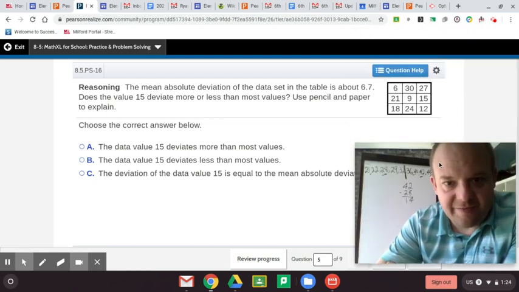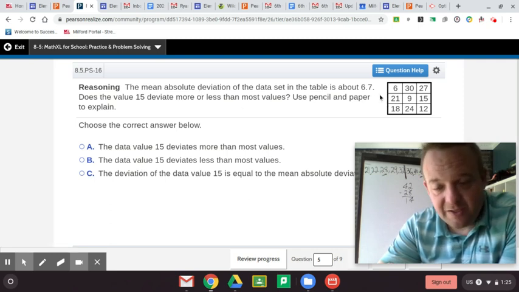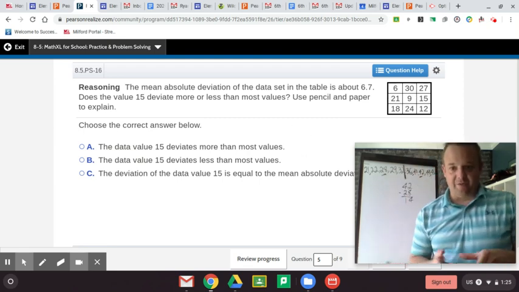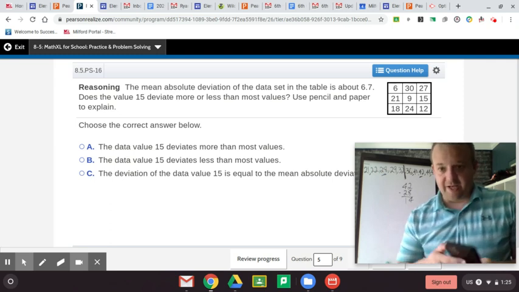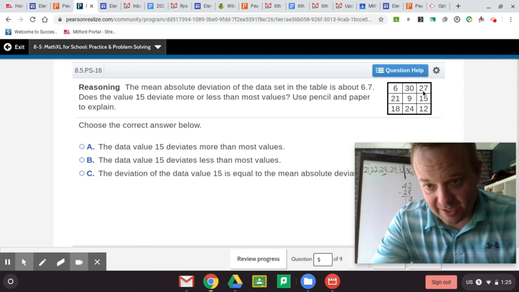Okay. The mean absolute deviation of a data set in the table is about 6.7. Does the value 15 deviate more or less than most values? So if the mean absolute deviation of the data set is 6.7, we need to find the mean of this data set. So in order to find the mean, I'm going to add all 9 of those numbers up and divide by 9. So again, guys, what I'm doing is I'm adding up all of these numbers and finding the mean. You add them up and divide by however many there are, in this case, 9.